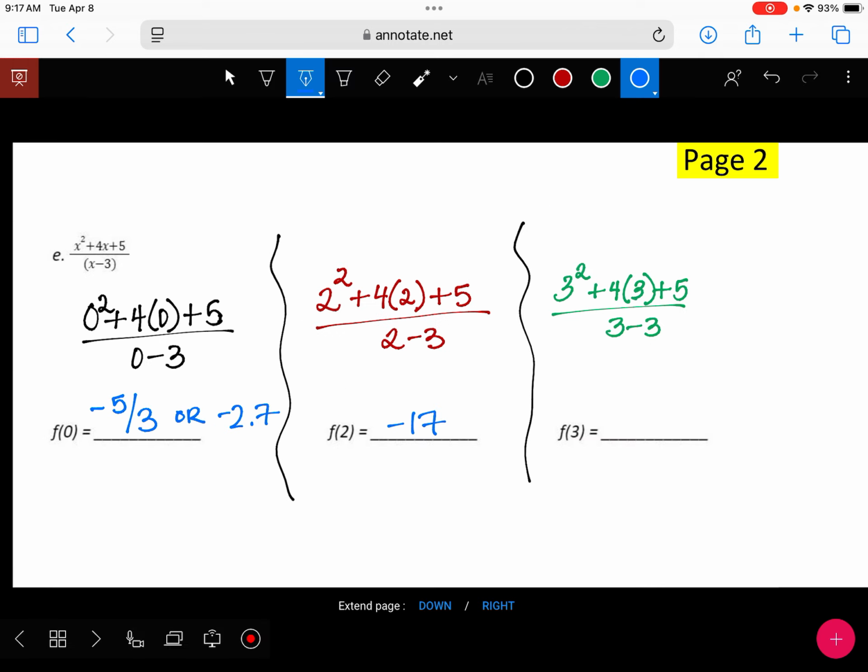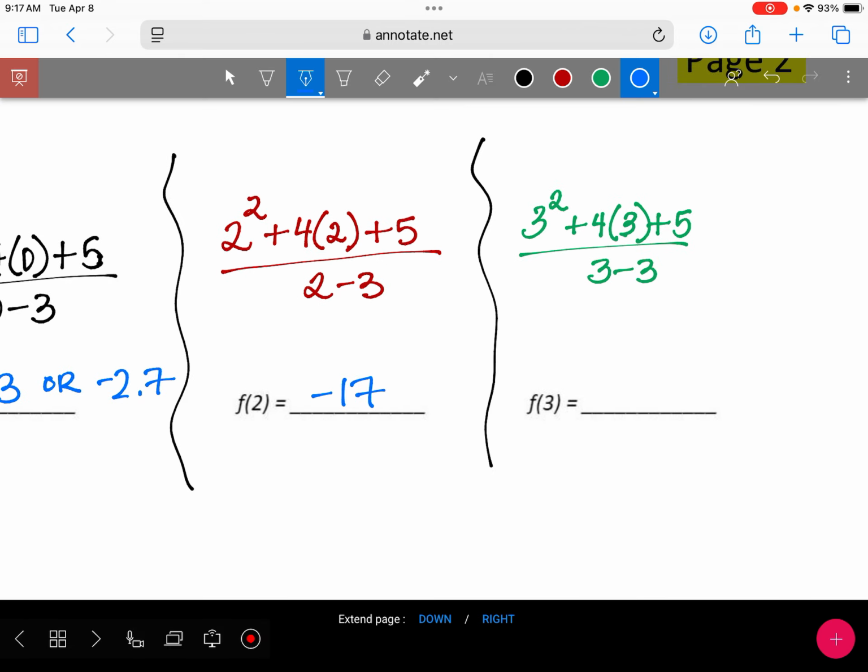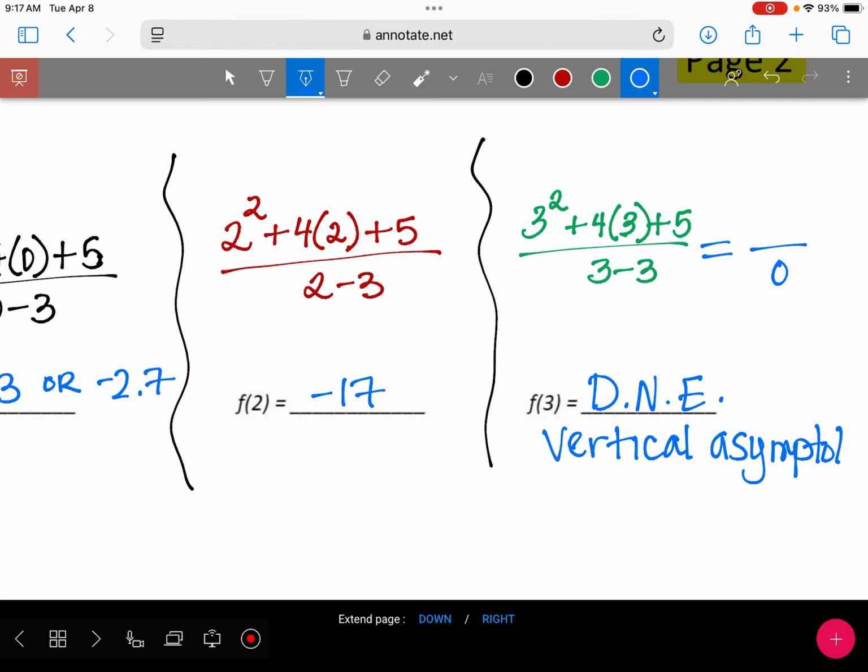And then what about the last one? What did you get? DNE. Because we have 3 minus 3, which is 0. If you have a 0 in your denominator, it does not matter what the numerator is. It does not exist. So that means that we have, before you all pack up, that tells us that we have a vertical asymptote. And that's at x equals 3.